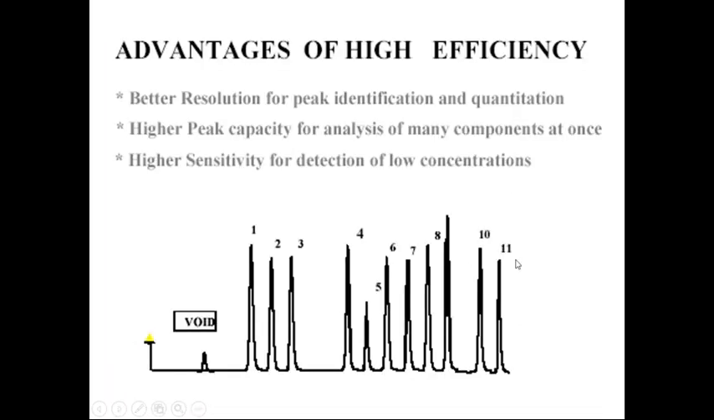So what is the advantage of having a high efficiency column? You will see better resolution for peak identification. So you see this separation, 11 different amino acids which are separated in 12 minutes. So there is high peak capacity for analysis of many components, and also high sensitivity at low concentration.